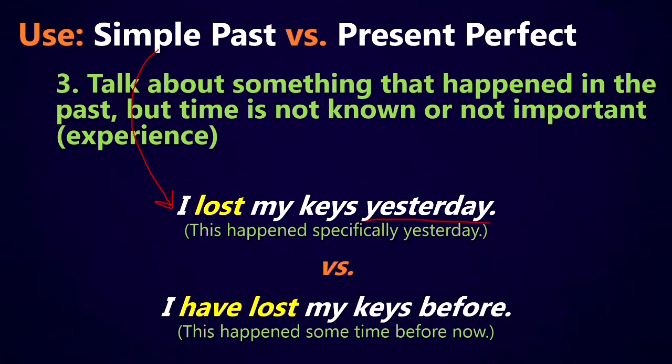So if you're talking about something that happened in the past and you're giving the specific time when it happened, whether the day that it happened or the week or the month or the year, if you're giving a specific time, then you want to use the past simple. But if you're trying to be more general, like I have lost my keys before now, then you want to use the present perfect. So I have lost my keys before. This happened sometime before now, but I'm not being specific when it happened.